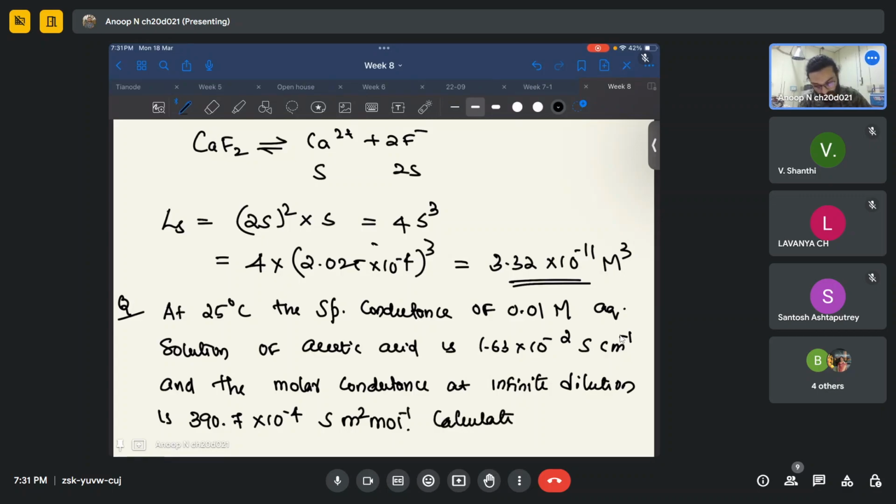Calculate the degree of dissociation and the dissociation constant of the acid. So here we have to find out two things. One is the degree of dissociation, which is alpha, and the dissociation constant, which is nothing but K alpha.